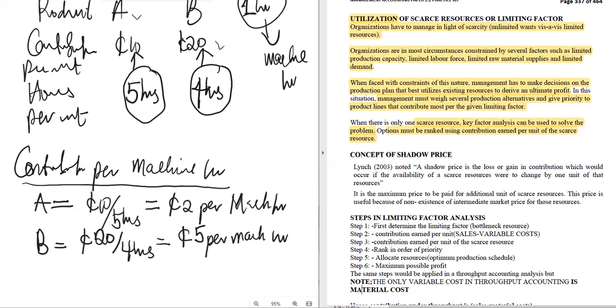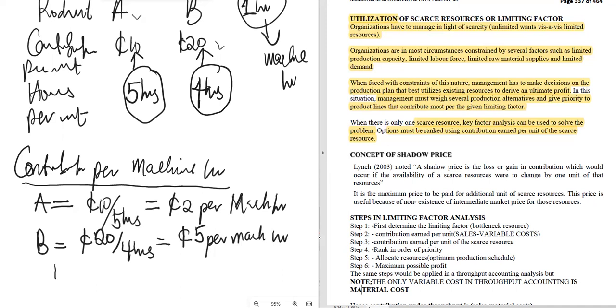If you look at it, you realize that product B is the one contributing more profit despite the limiting machine hours. With even 1 machine hour, you make 5 cedis contribution for product B, whereas for product A you make only 2 cedis contribution.